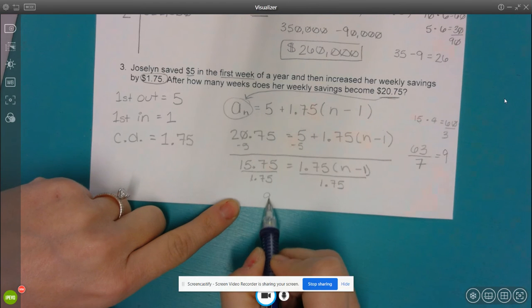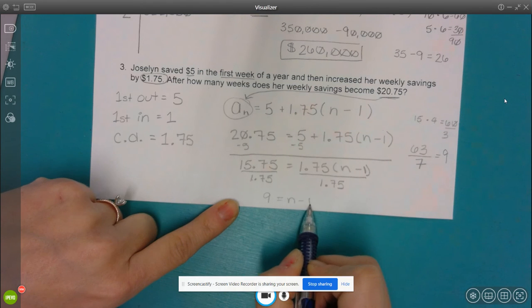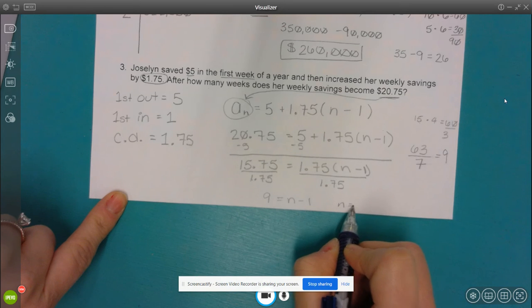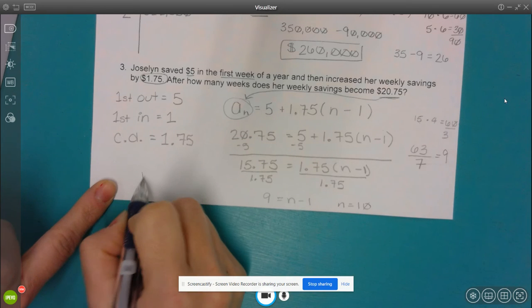So this division is going to be 9. So I know that 9 is equal to n minus 1, and adding 1 to both sides tells me that n is equal to 10. So this would be 10 weeks.